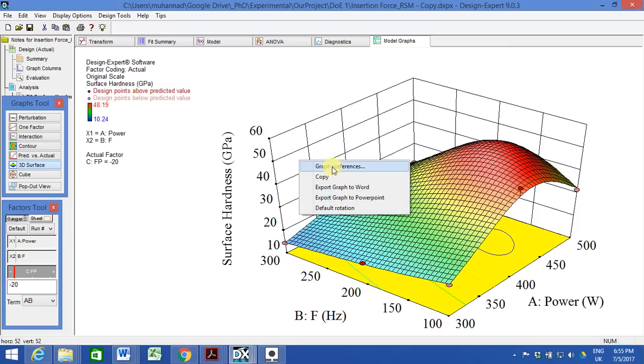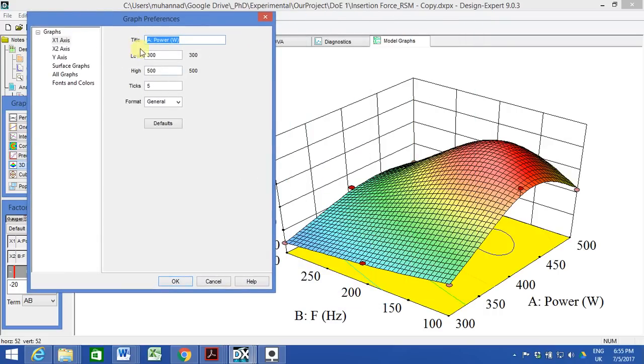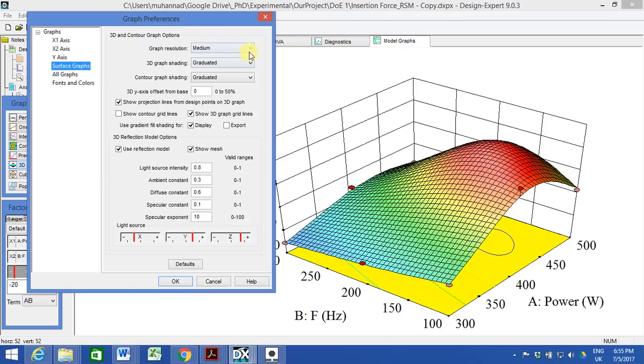That's the default rotation. Here you can play with the resolution, like the x-axis. You can rename it, you can edit it anyway. The x2, which is the frequency, and the y-axis, which is the outcome, the response. For the surface graph, you can edit the resolution according to your demand, and so on. You can even edit the text size and type here.